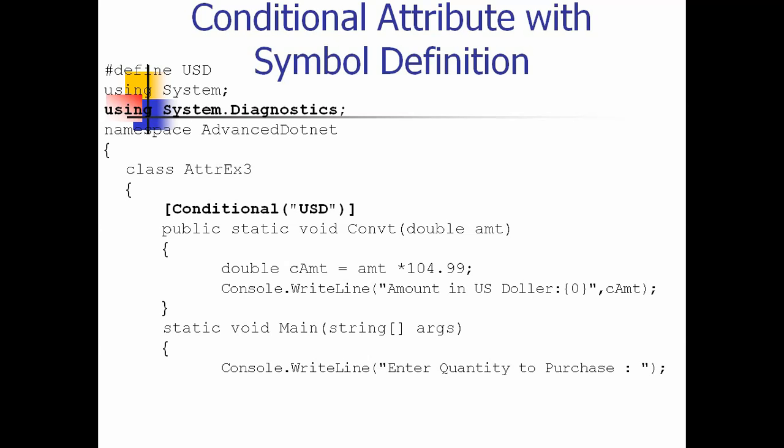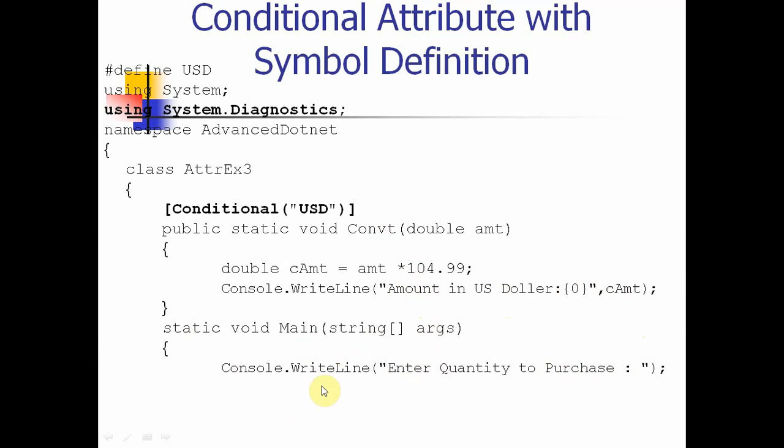So this is the conditional attribute, and it will work only in case of US dollar transaction. So this will execute when we are doing the transaction in US dollar. So this is the convert function. This convert function is related to this conditional attribute. So we have written here amount conversion and statement, and in the next line we are displaying the amount in US dollar, whatever the value of it. And this is the main program, and inside main program we are writing this statement.